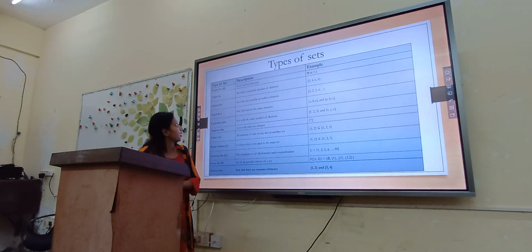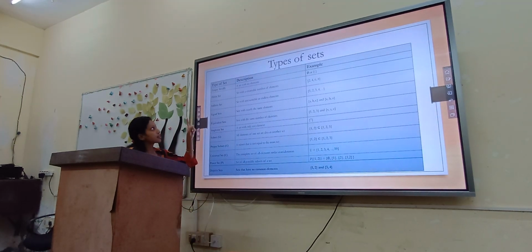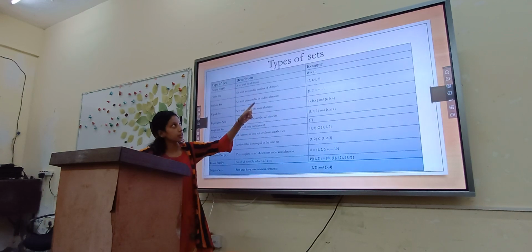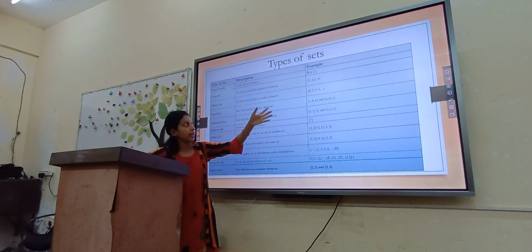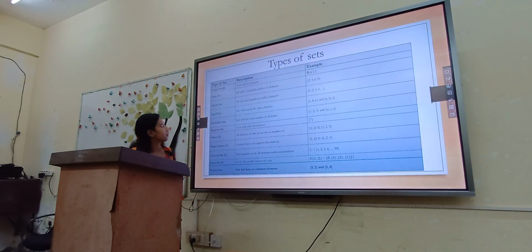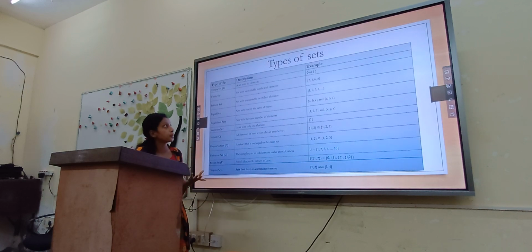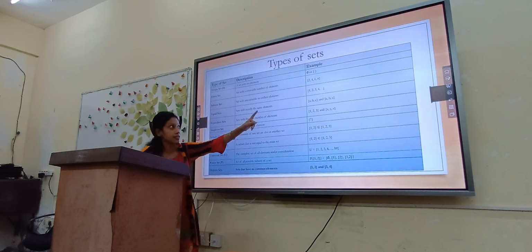Types of sets. The first is the empty set, a set with no elements. Example: curly brackets with no element. Then the finite set, with a countable number of elements. Then infinite sets, with uncountable or endless elements.